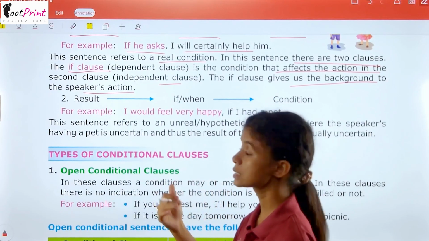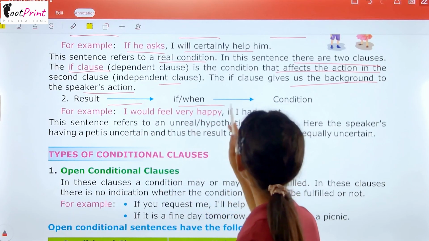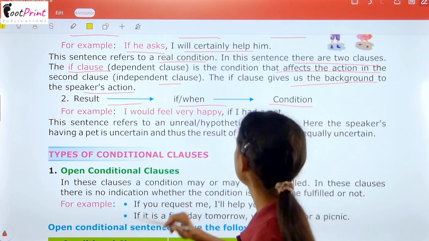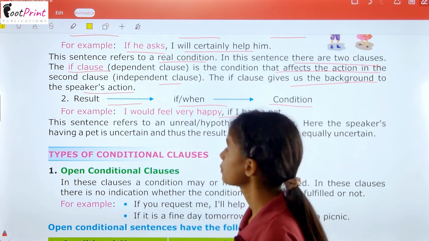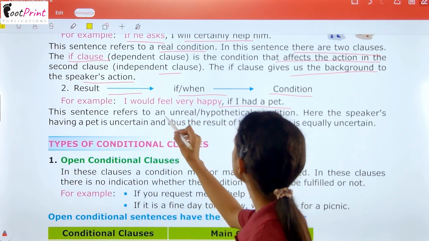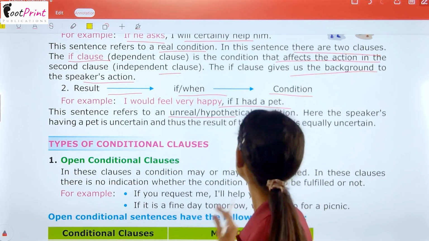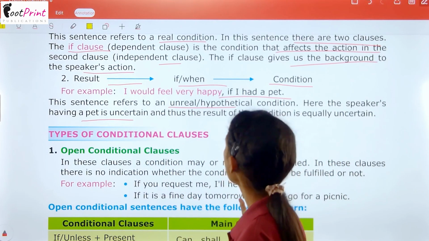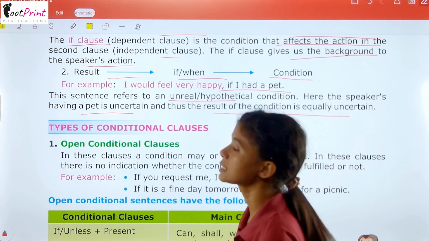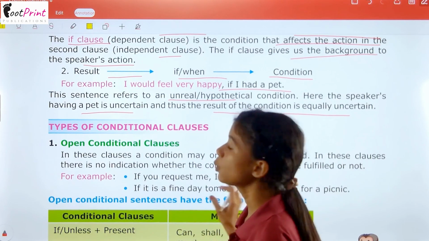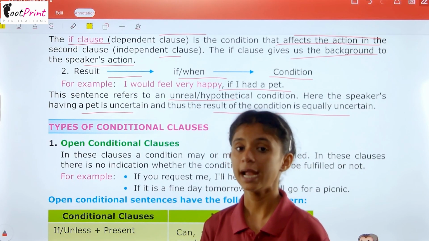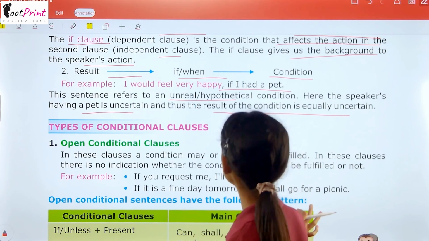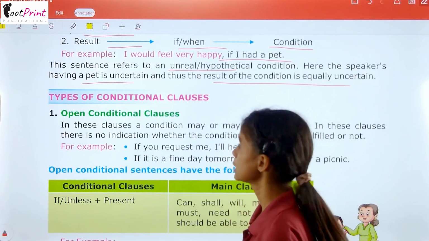The second way of making this sentence is the result first, then the if or when clause, and then the condition. For example, I would feel very happy if I had a pet. This sentence refers to an unreal hypothetical condition. Here the speaker's having a pet is uncertain and thus the result of the condition is equally uncertain. So the speaker wants a pet but does not have one, and there is no way to say whether he or she may get one or not. So it is a very uncertain situation.